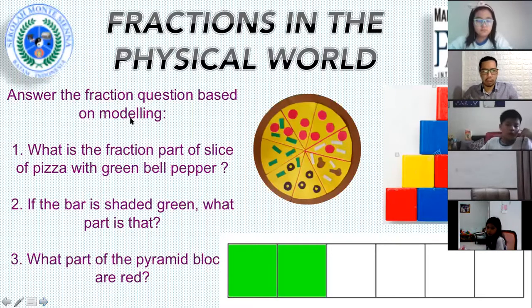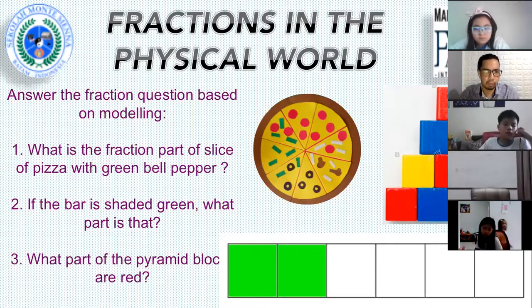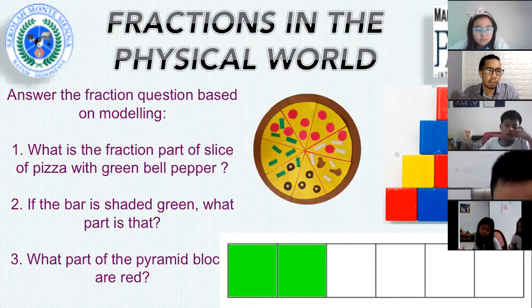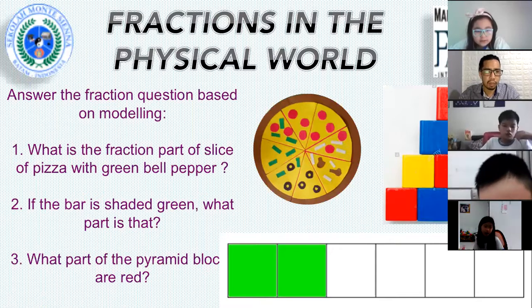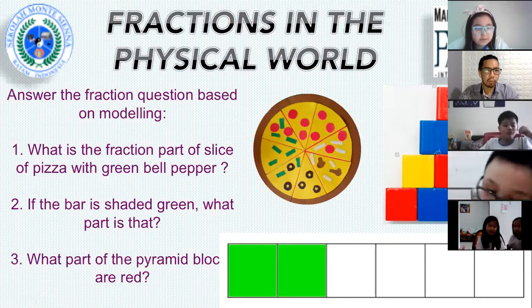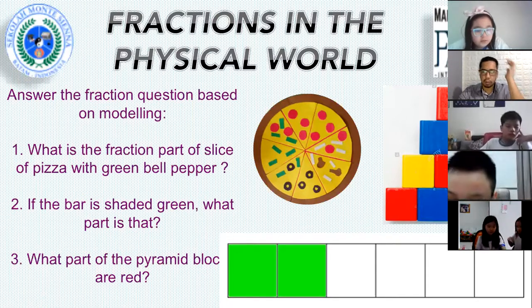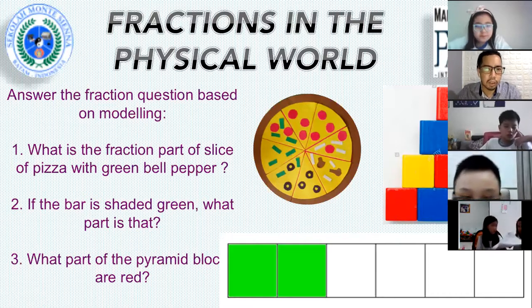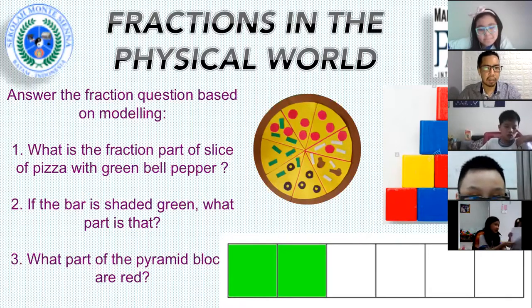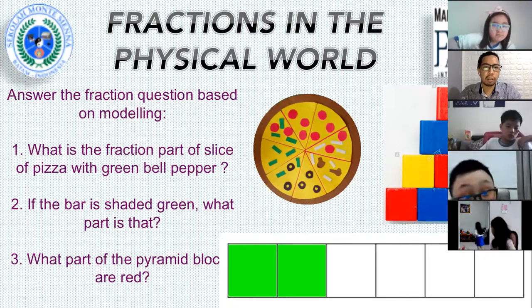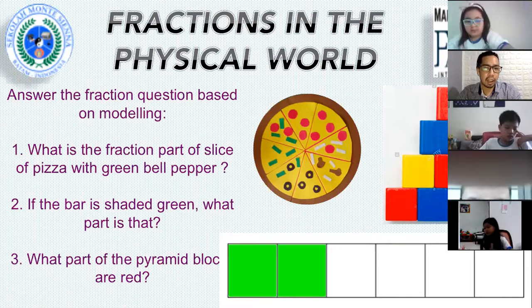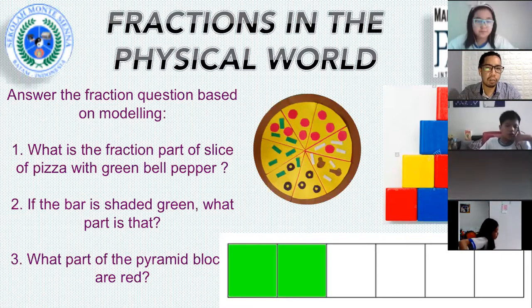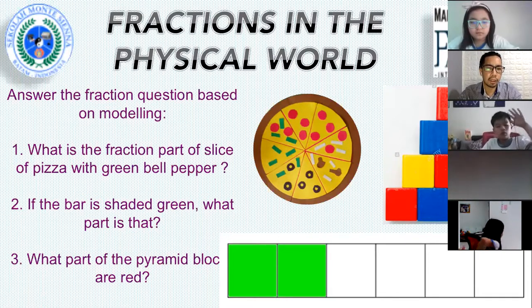Now, can anyone answer the following questions? I have pictures on the right and questions on the left. Who wants to answer number one? What is the fraction part of the slice of pizza with green bell pepper? The one with green. How many slices are green out of the total number of pieces?